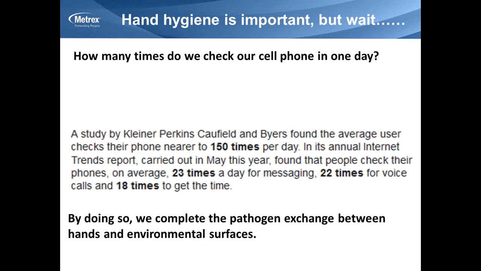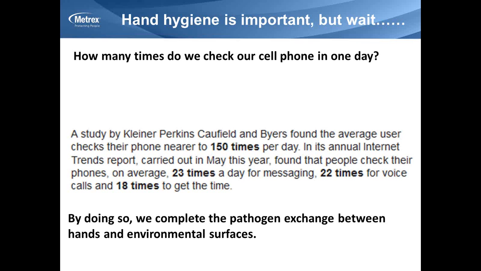According to a study, the average user checks their cell phone nearly 150 times per day. The first time I saw this number, I was shocked, and so were my colleagues. So we tried to track how many times we check our cell phones. Until you do the study, you will be really surprised. For me, I checked my cell phone more than 150 times. I didn't realize that.